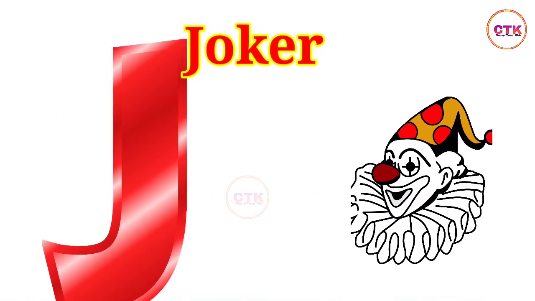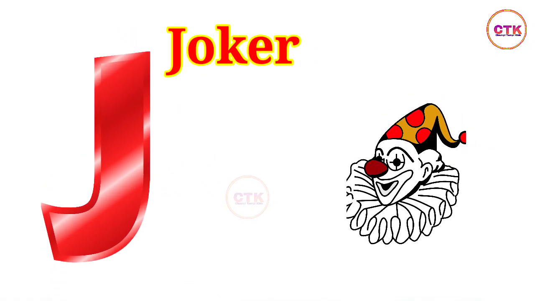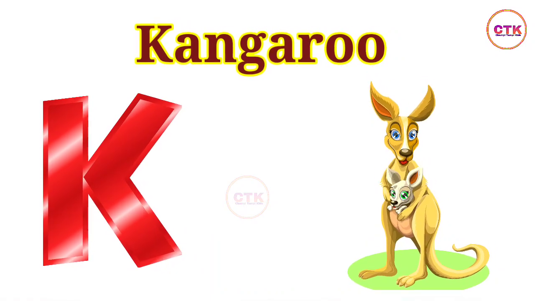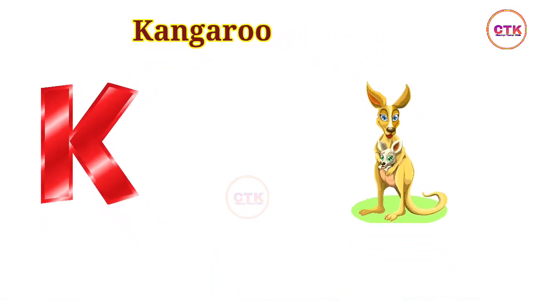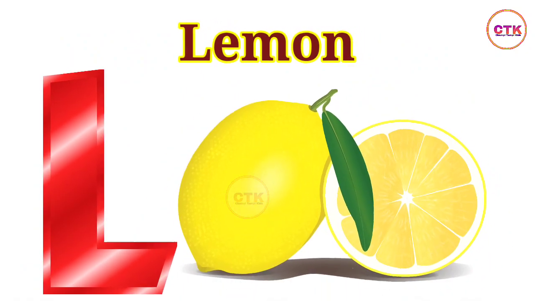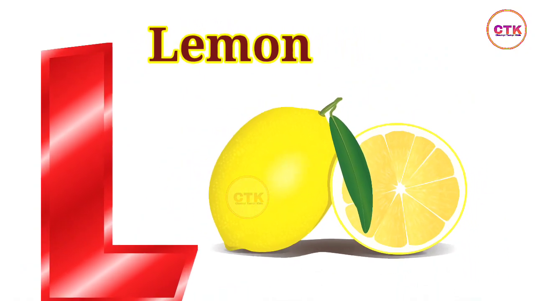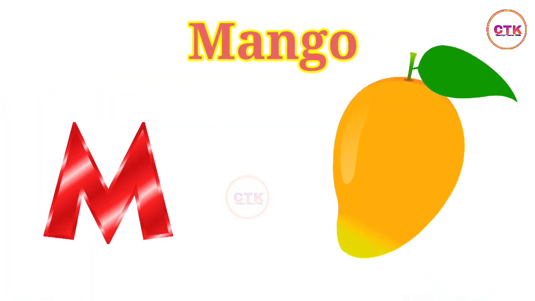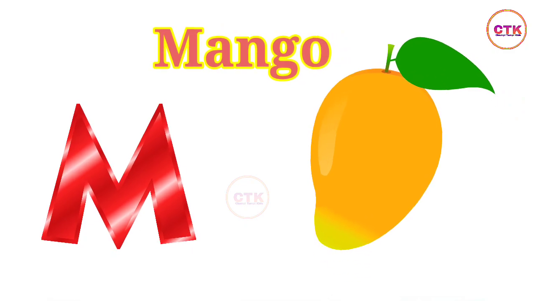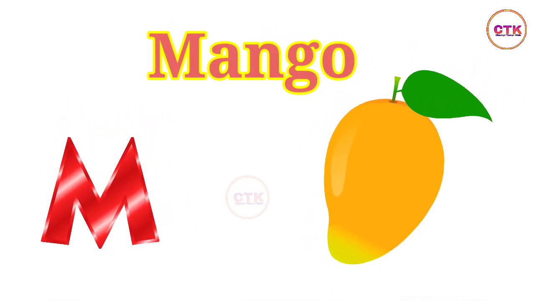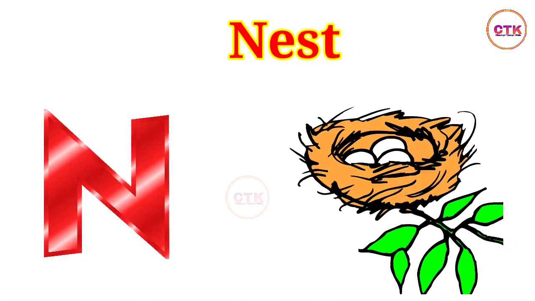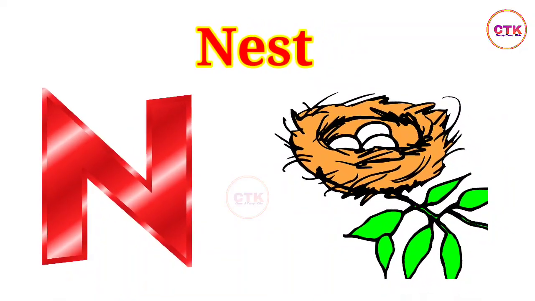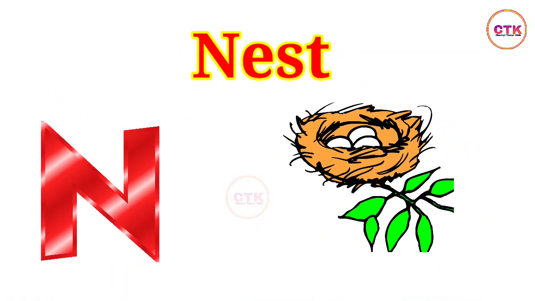J for joker. K for kangaroo. L for lemon. M for mango. N for nest.